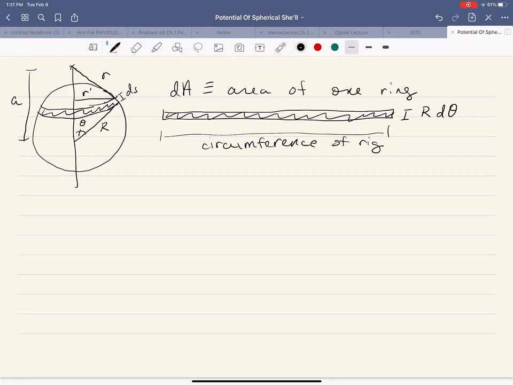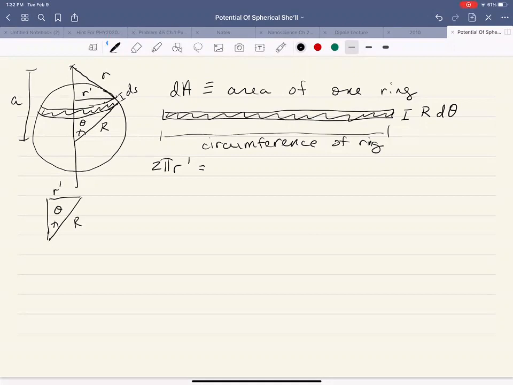So how are we going to find this value? Well, let's call the radius of our ring at an angle theta r prime, okay? And the circumference of the ring would be 2 pi r prime, okay? Now, let's put that in terms of the variable that we're going to integrate over. Let's put it in terms of theta and some constants. So you can see here that I have a right triangle, right?